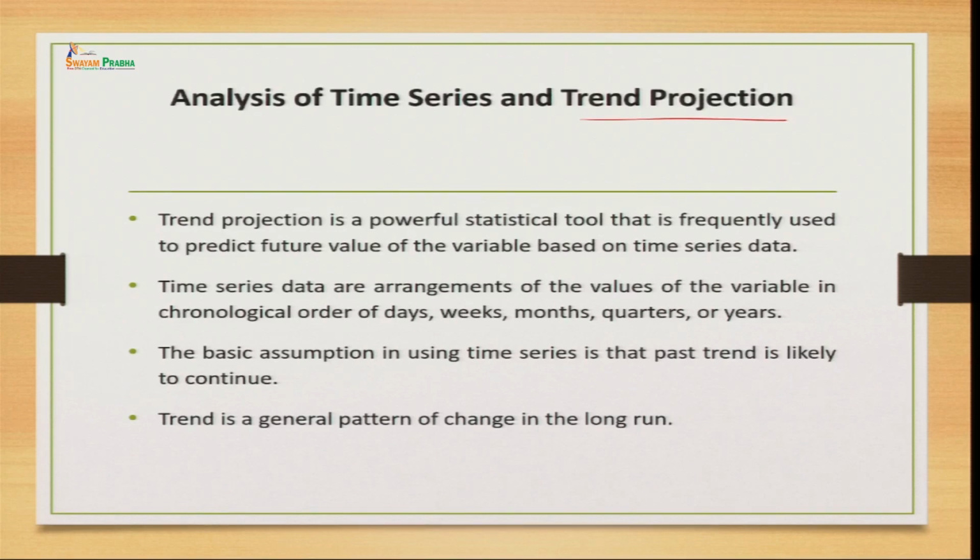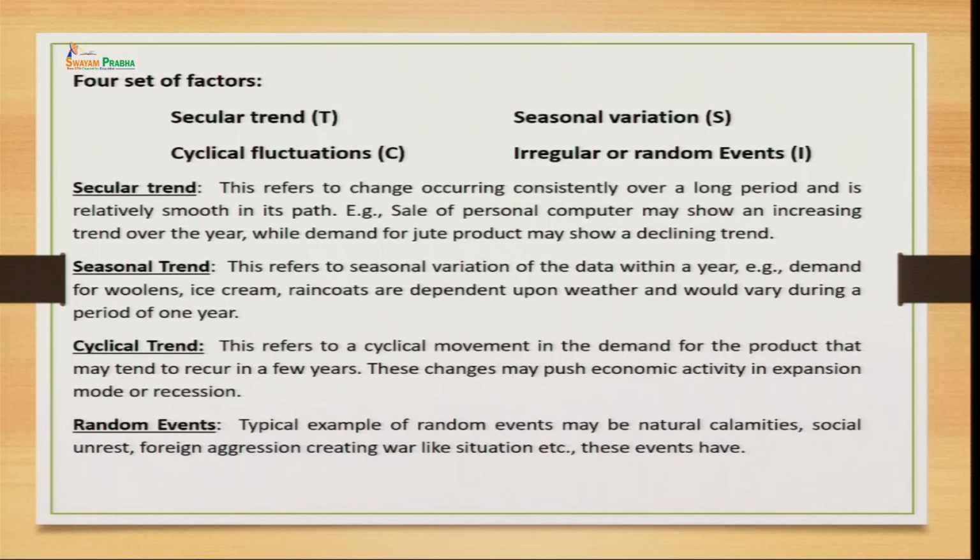Now, what kind of trends do we have? Basically, we believe that whatever happened in the past is going to happen in the future again. With that belief, we calculate this trend, and we arrange our data in chronological order of days, weeks, months, quarters as well as years. And there are 4 kinds of trends which we study: the secular trend, then seasonal variation, cyclical fluctuation, and irregular and random events.